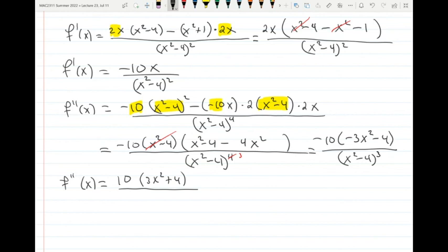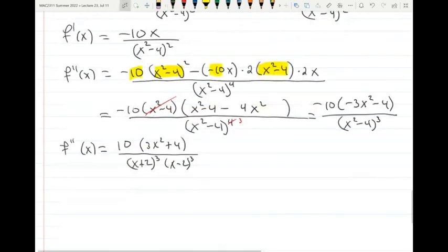Now, the bottom we can factor. What is it? That's an x plus 2, x minus 2. But remember, that's to the cube. So we need to cube each factor. This is our second derivative. This is as simple as it gets for the second derivative. We cannot simplify this more. Now, we analyze it, okay? We need to analyze the zeros. Questions up to here?